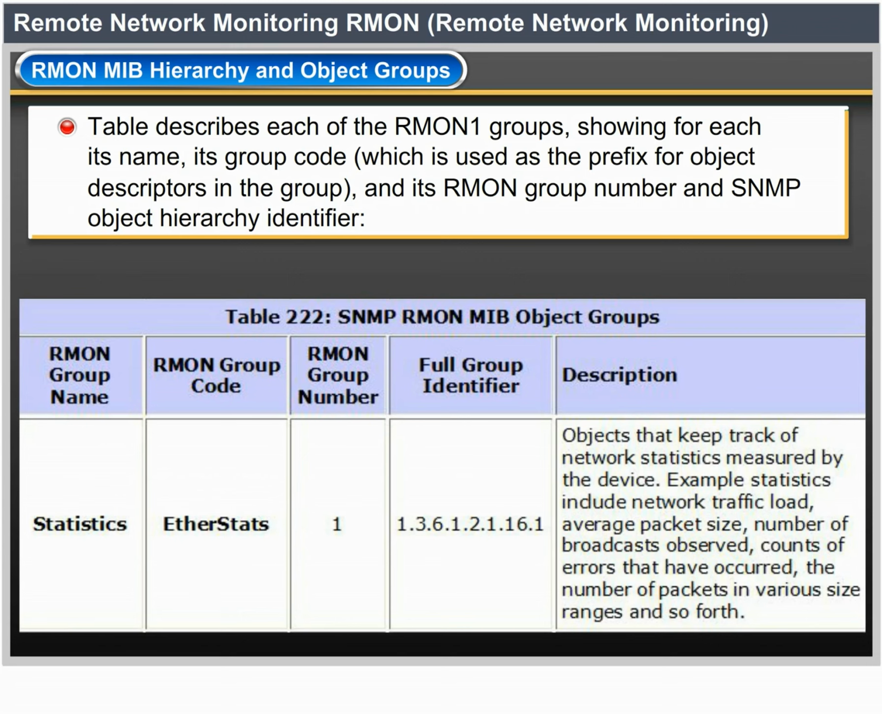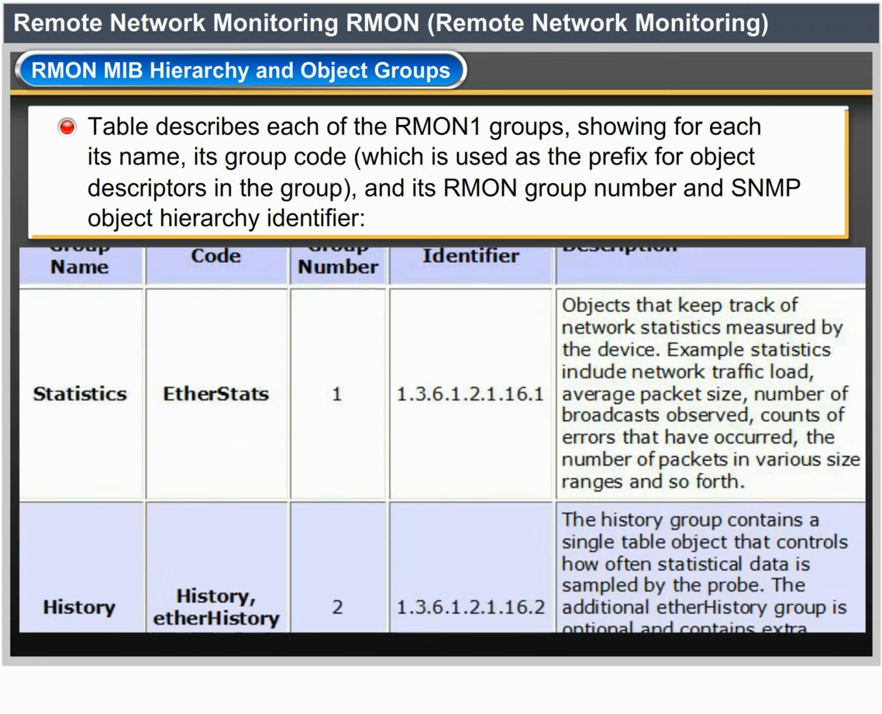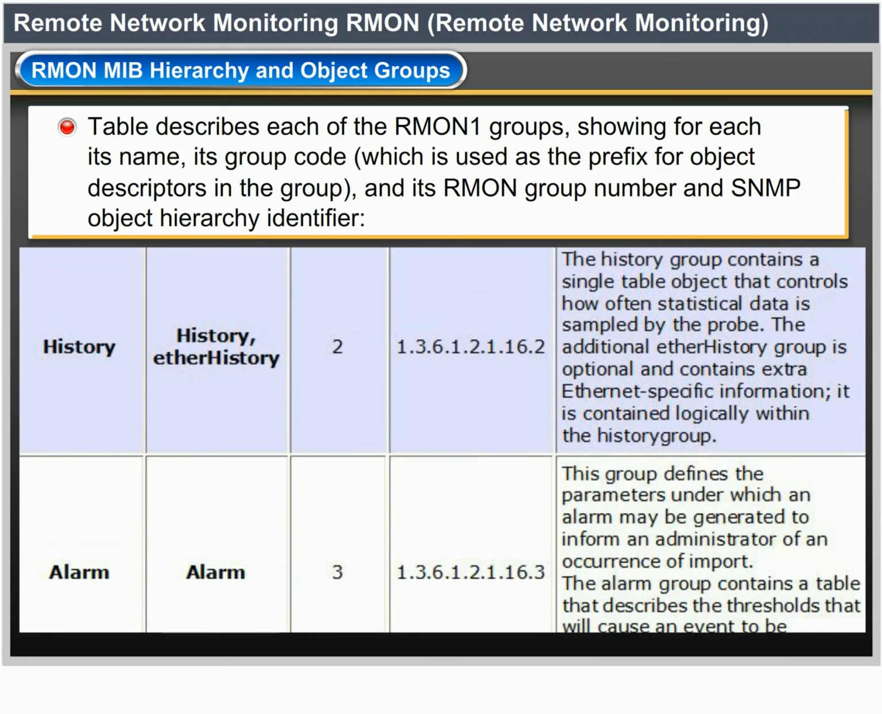Example, statistics include network traffic load, average packet size, number of broadcasts observed, counts of errors that have occurred, the number of packets in various size ranges, and so forth. History, ether history, 2, 1.3.6.1.2.1.16.2. The history group contains a single table object that controls how often statistical data is sampled by the probe. The additional ether history group is optional and contains extra ether specific information. It is contained logically within the history group.